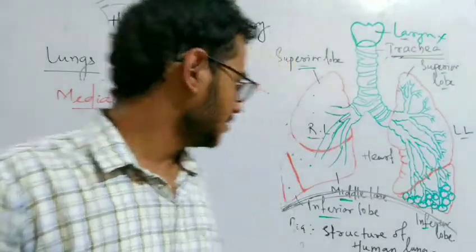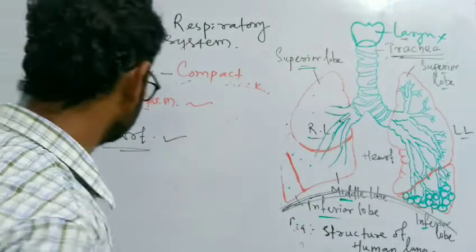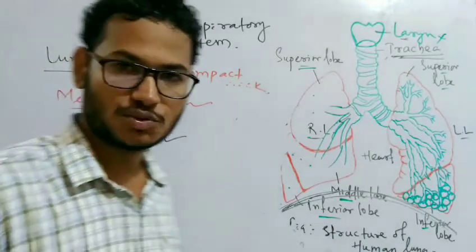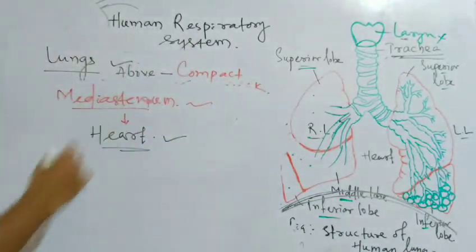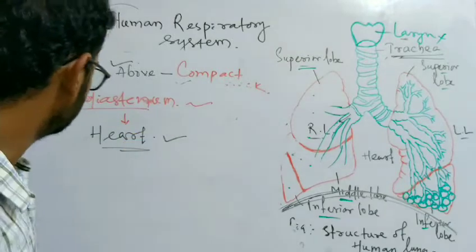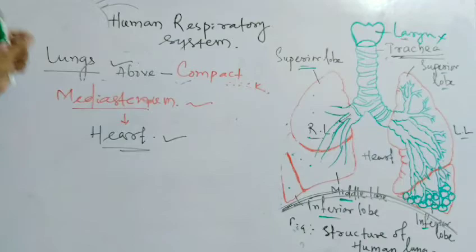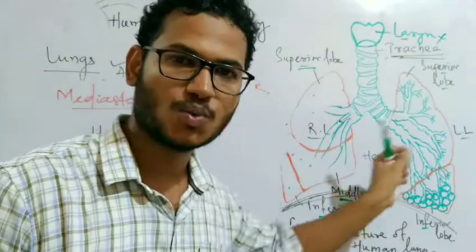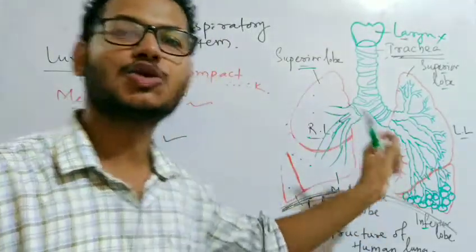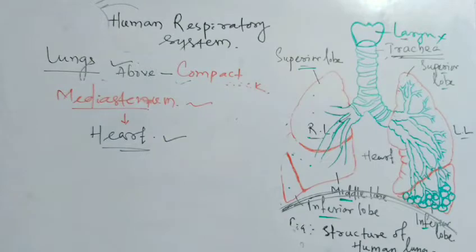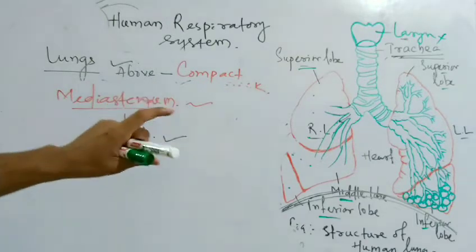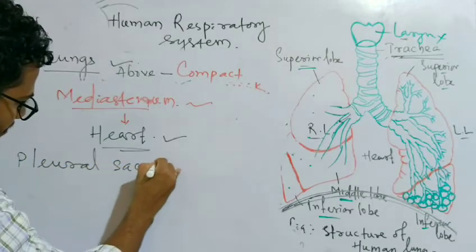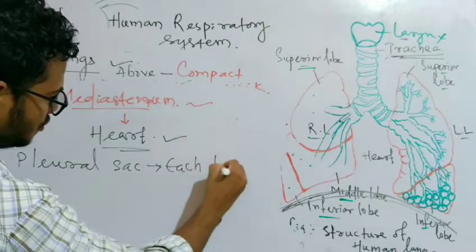You can see the detail of the heart and its structure, and blood circulation in our body, in my videos of the circulatory system. So this is about the mediastinum. Okay, clear? Mediastinum, the space where the heart is located, safe within the two lungs in the thoracic cage. Then the pleural sac covers each lung.